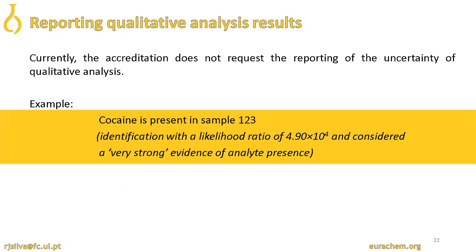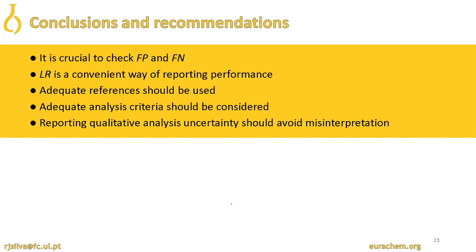Reporting qualitative analysis information is critical. You must be sure that information is clear, and if you want to report the result with some uncertainty value, you must be sure that parameters are sound and that they will be understood by someone that will get the report. This guide closes by clarifying that it is crucial to check false positives and false negative results rates. You can report performance through a likelihood ratio. This is a very convenient way, but probably most importantly, your analysis must be based on adequate references, adequate identification criteria, and you should be careful when you decide to report the results with uncertainty, to avoid any misinterpretation.